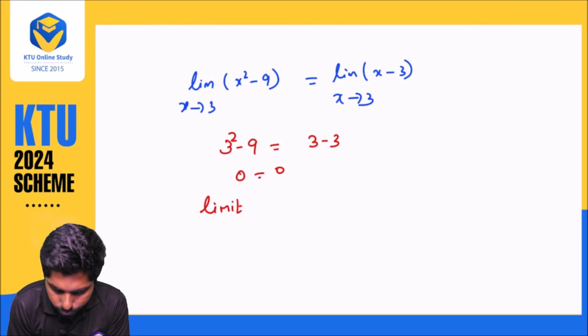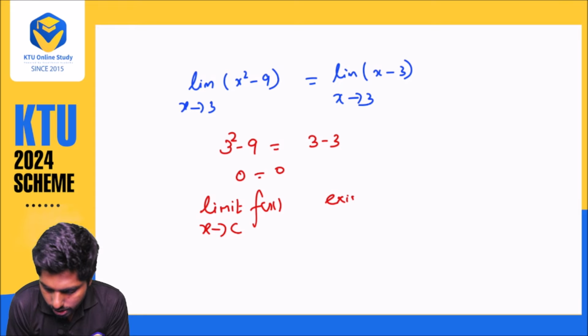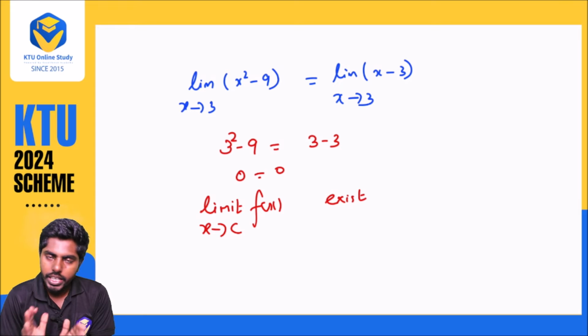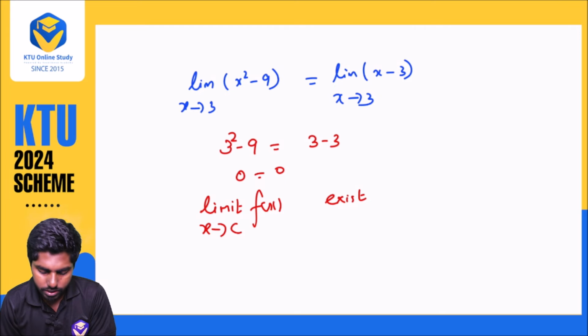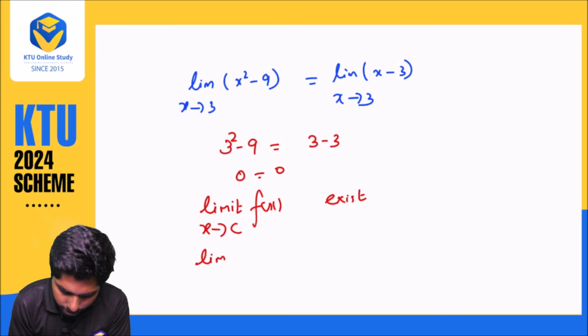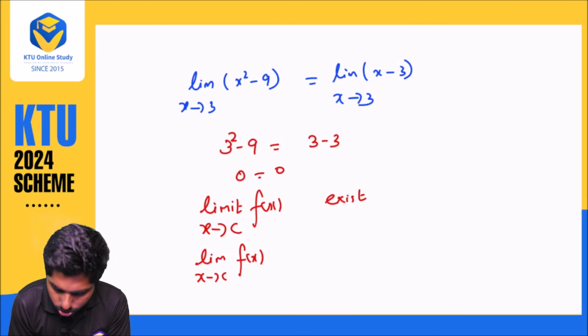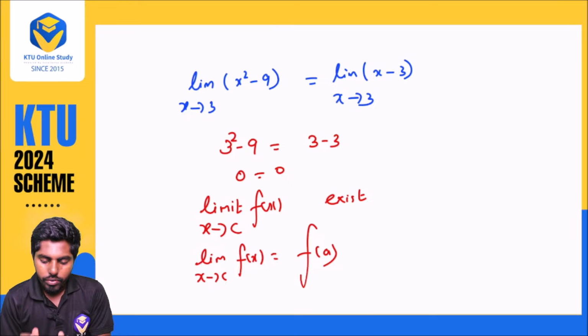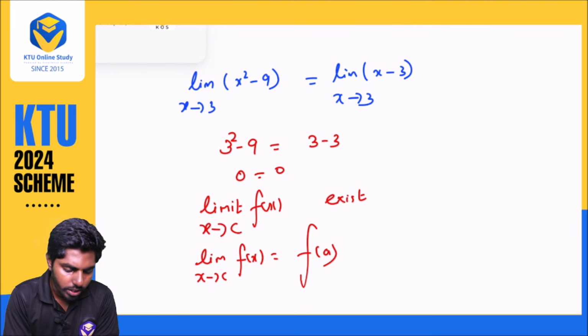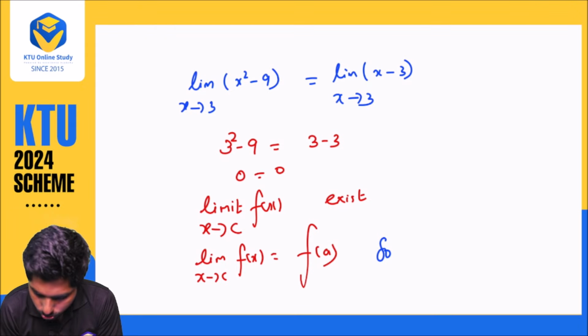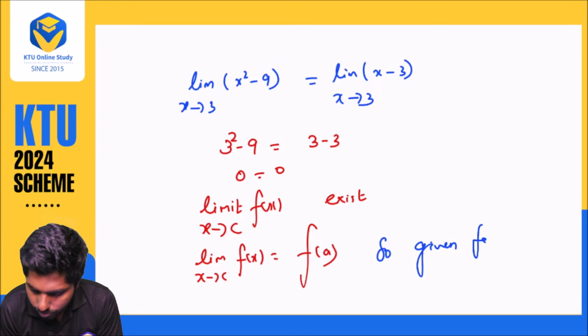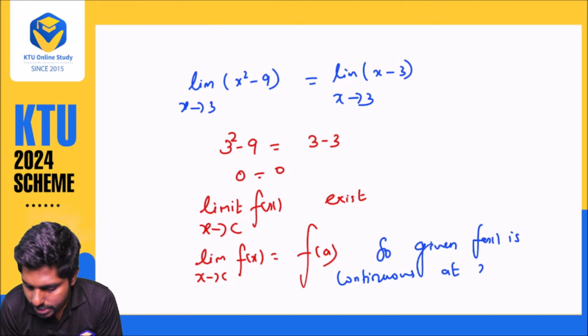Our limit of f of x as x approaches c exists. The limit exists, so the second condition is also satisfied. When the second condition is satisfied, I told you the third condition is automatically satisfied. That is the reason the limit as x approaches c of f of x is equal to f of a. So we can say the given function is continuous. So given f of x is continuous at x is equal to 3.